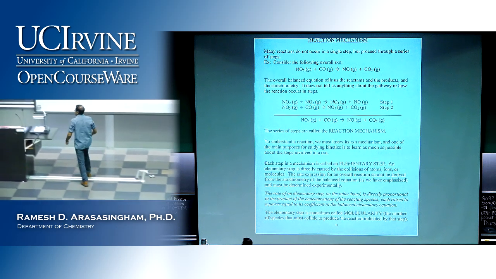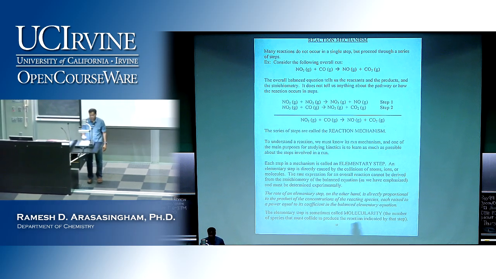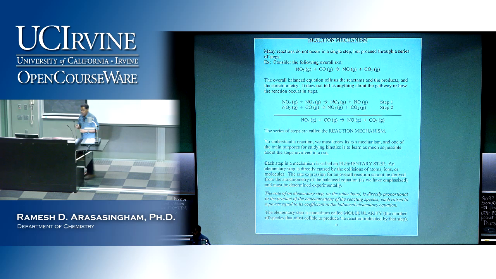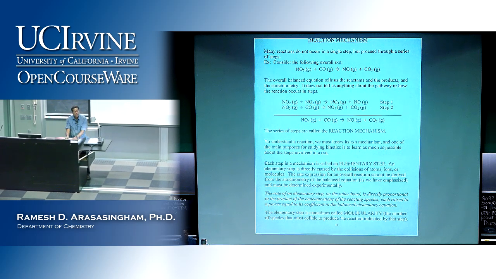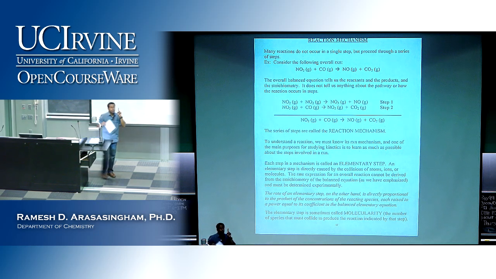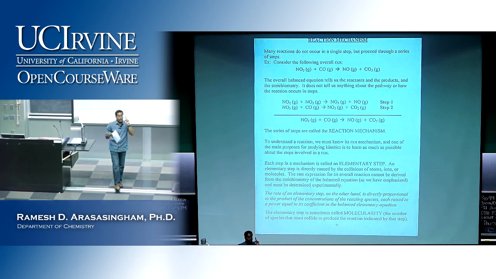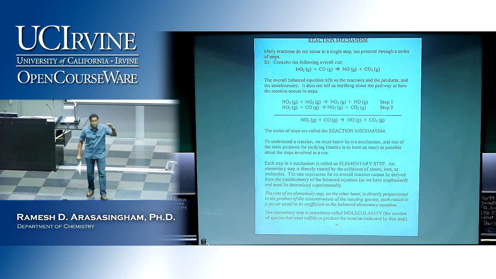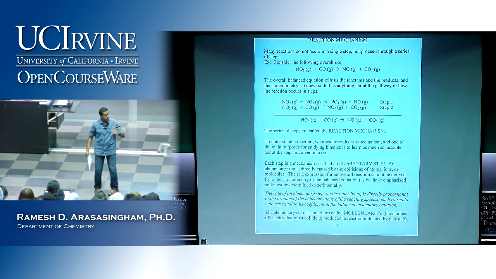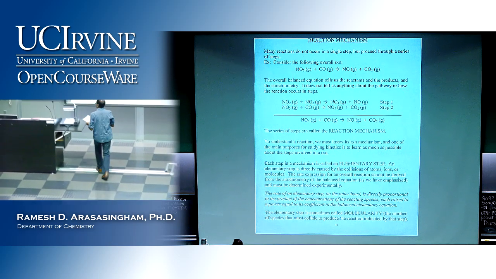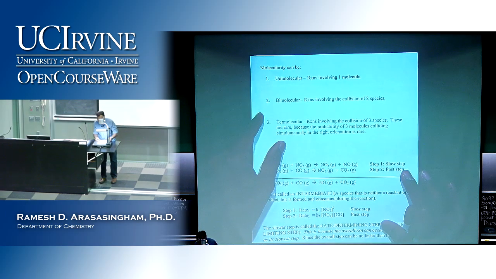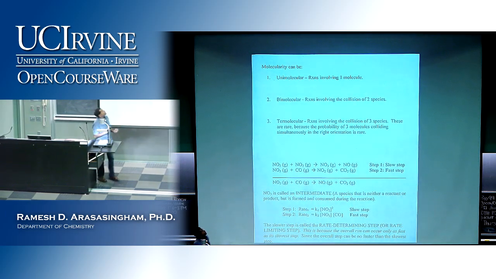So because in an elementary step we're looking at molecules colliding, we call that a molecularity. All right? And it turns out molecularity refers to one step in a mechanism. So you have a series of steps, and each step in a mechanism is called an elementary step or molecularity. All right? And it turns out elementary steps or molecularity can be of three types. We call it unimolecular.